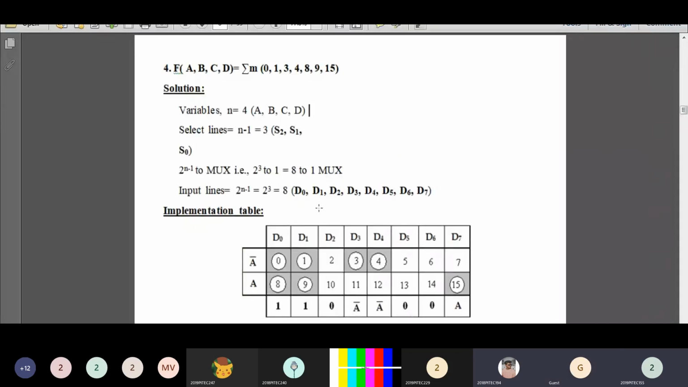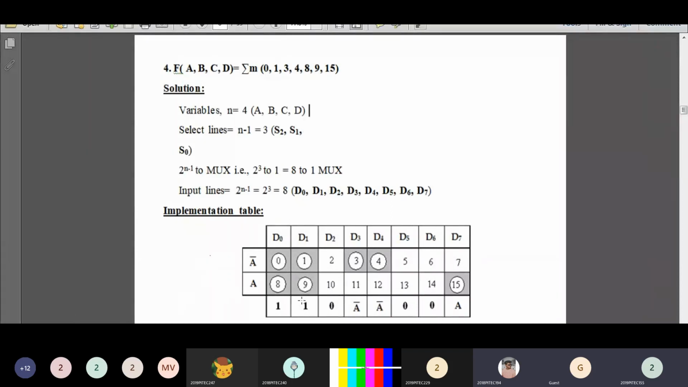Now let's see the implementation table. As this is a 4 variable function, you will be having minterms from 0 to 15. First, you have to write all the possible minterms: 0, 1, 2, 3, 4, 5, 6, 7, 8, 9, 10, 11, 12, 13, 14, 15. Next, you have to circle the given minterms. In this problem, the given minterms are 0, 1, 3, 4, 8, 9, 15. So 0 is circled, 1 is circled, 3, 4 circled, 8, 9, 15.